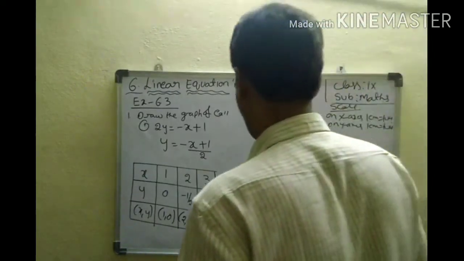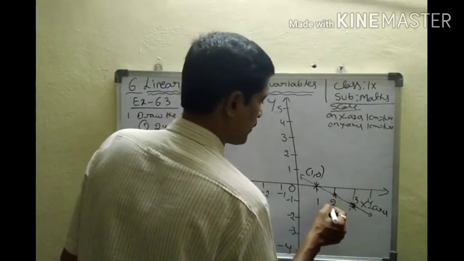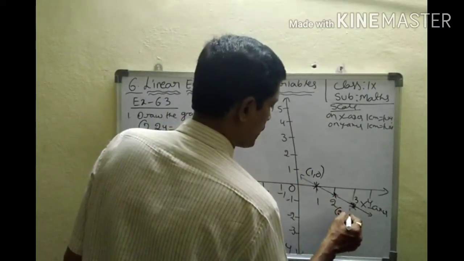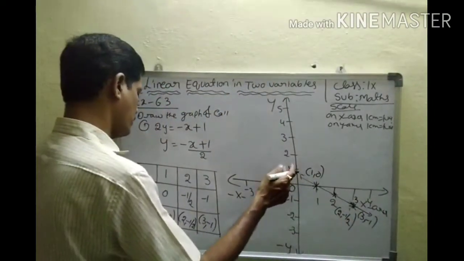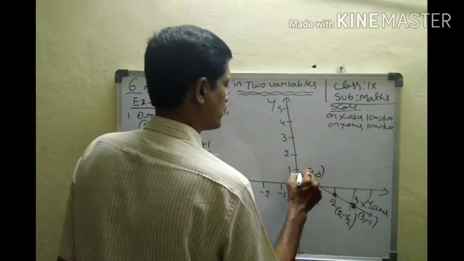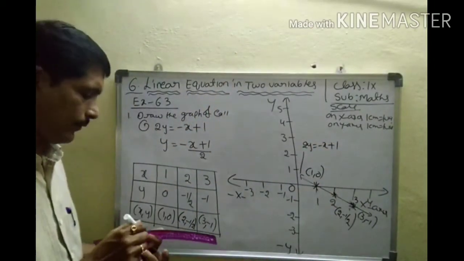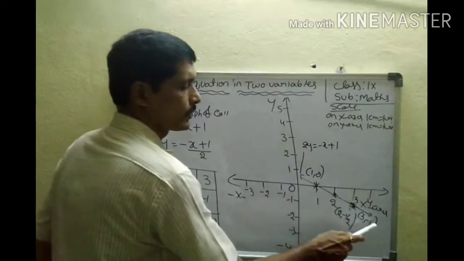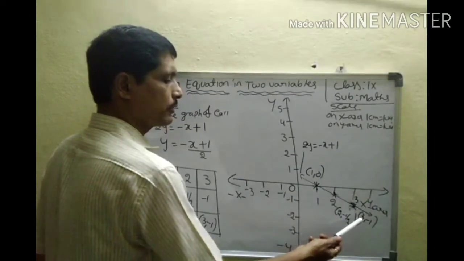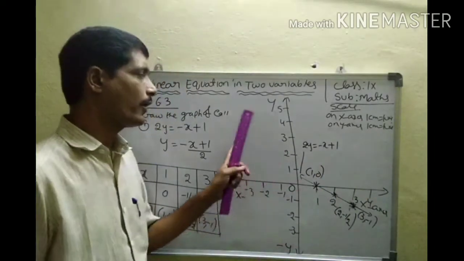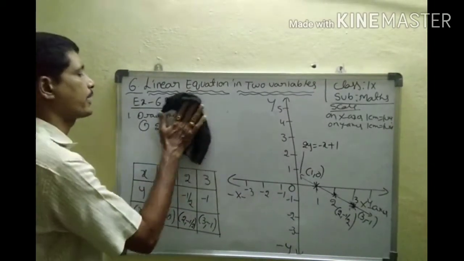Therefore, the graph is a straight line. The points we plotted are 1 comma 0, 2 comma minus 1 by 2, and 3 comma minus 1. This is the graph of 2y equal to minus x plus 1. The graph is a straight line. The graph of any linear equation in two variables is a straight line. Next is the second problem.